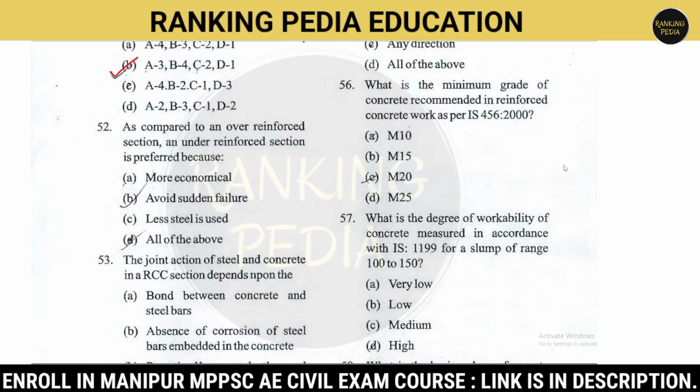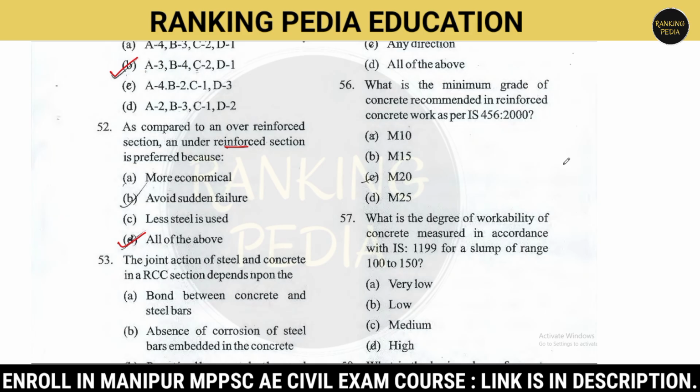The 52nd question is: as compared to an over reinforced section, an under reinforced section is preferred because: option A more economical, B avoids sudden failure, C less steel is used, or D, all of the above. So an under reinforced section is preferred because it is more economical, it also avoids sudden failure, and also less steel is used. So option number D, which is all of the above, is correct.